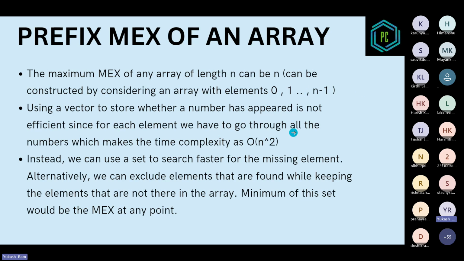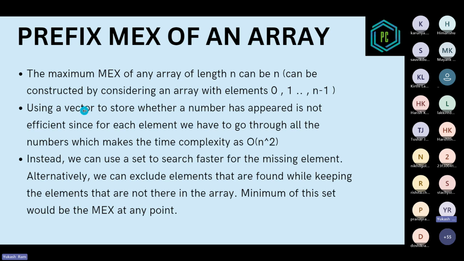Now, if there was any other element than these 10 elements, then the mex will always be less than 10, because you have to remove one of these smaller elements to replace the other elements. So that's why the maximum mex of an array of length n can always be n and can never be greater than this. Okay.